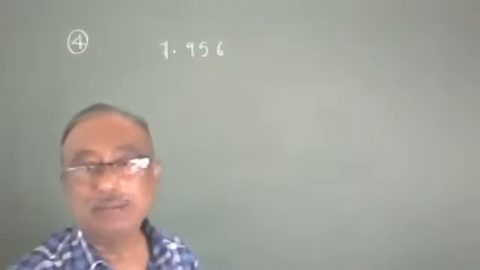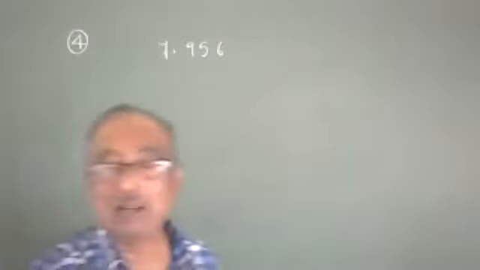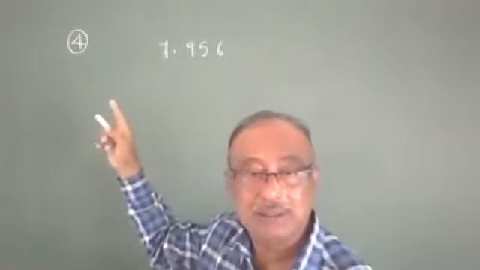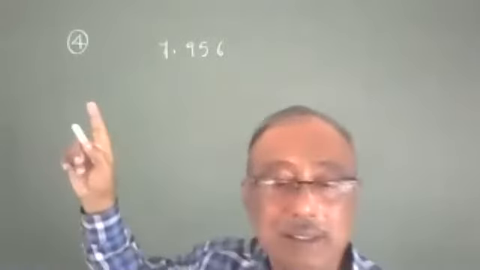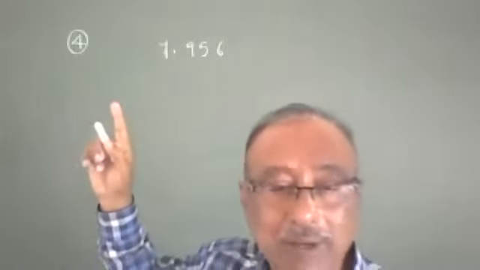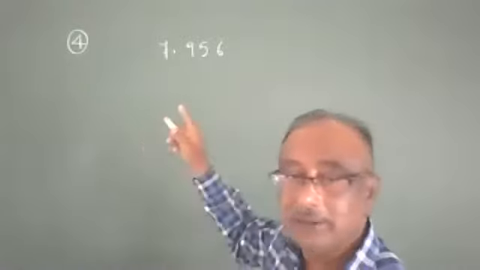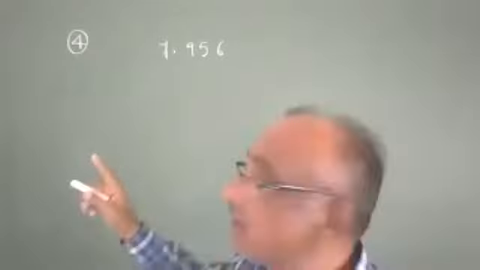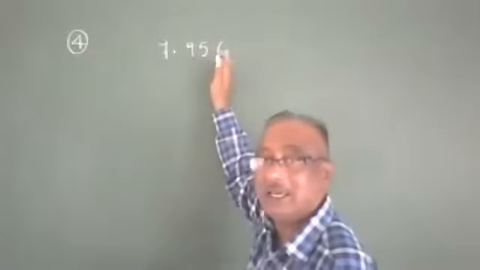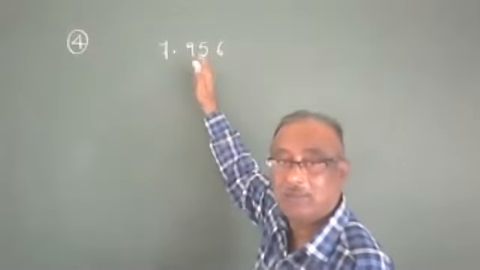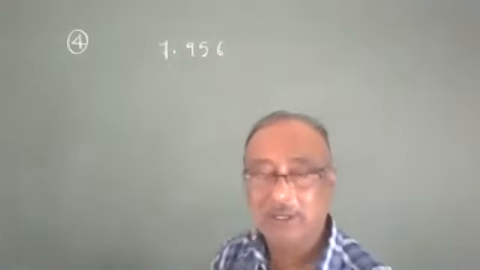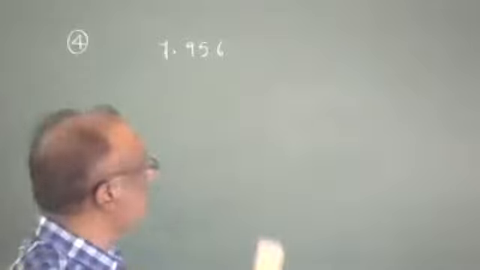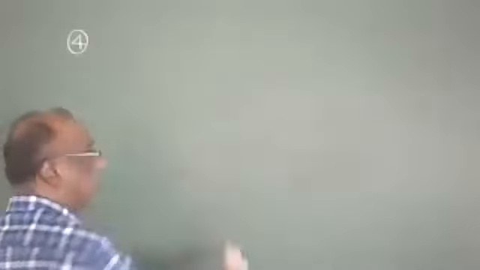Tell me, multiply with 10, what happens? One point is extended. The number becomes 7.9. One point is extended. Okay? One point is extended. Clear? Very good. So now this point, understand everyone? See the point.